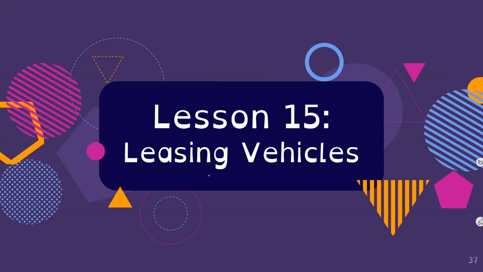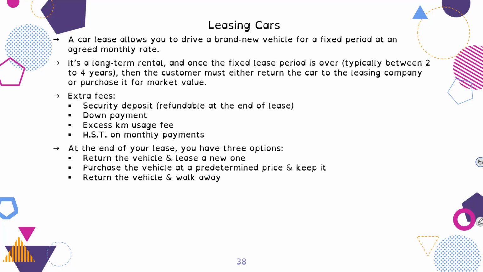All right, so now looking at lesson 15, which is leasing vehicles. Leasing a vehicle is when you can drive a brand new car for a fixed period of time at an agreed monthly rate. It's like a long-term rental. And once the fixed lease period is over, which is typically between 2 and 4 years, then you, the customer, must either return the car to the leasing company or purchase it for market value. So pay for it however much it is worth now.